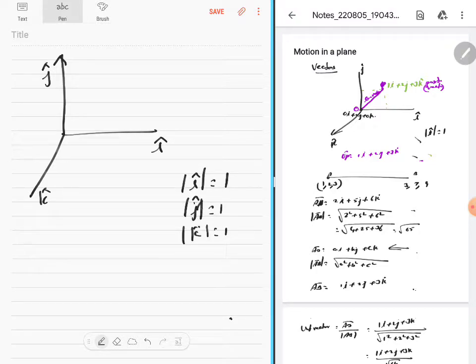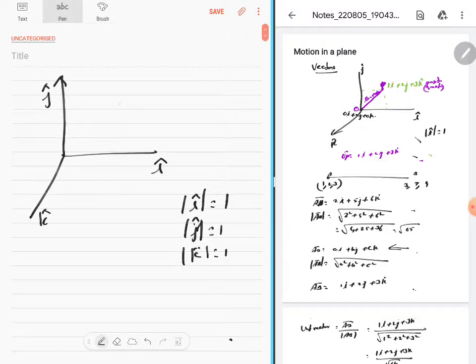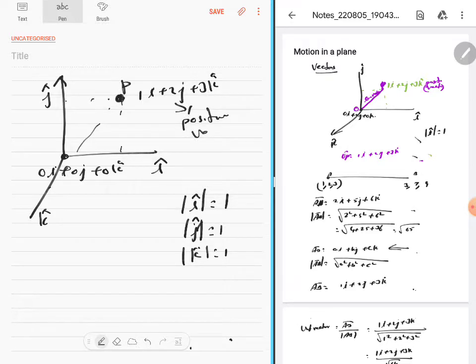Coming back, suppose you have a coordinate which may be 1, 2, 3: a 1 from the x-axis, a 2 from the y-axis and a 3 from the z-axis. But in vectors we don't say 1, 2, 3; we call it 1i. The position vector p can be written as 1i plus 2j plus 3k, and the origin is 0i plus 0j plus 0k. The point p is called the position vector.